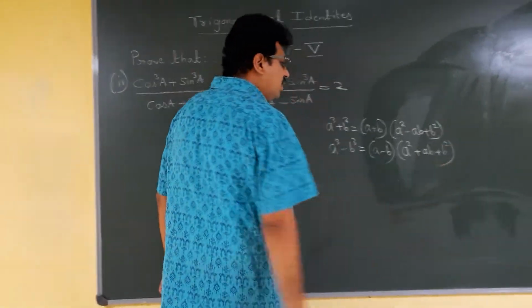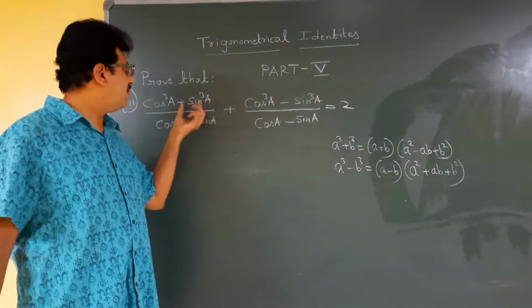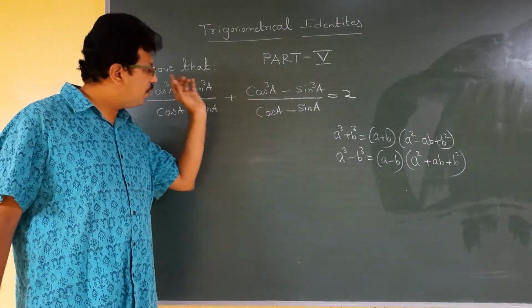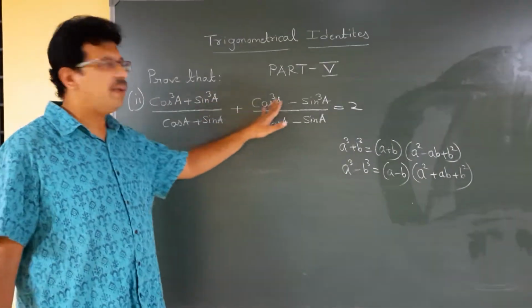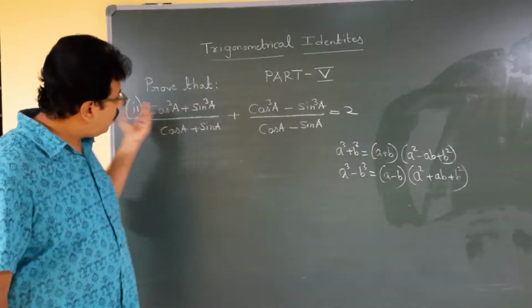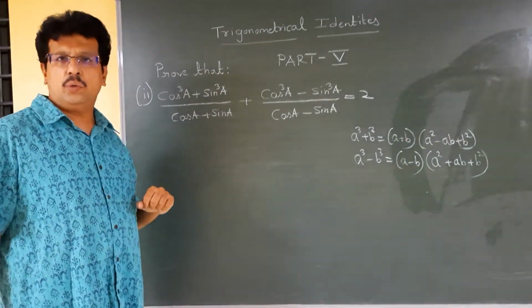So this is the second identity we need to be very clear about for solving this, because when you observe the problem itself, you should be able to analyze that we have to use A cube plus B cube and A cube minus B cube, children. So now let us take the left hand side and try to prove that it is equal to 2.